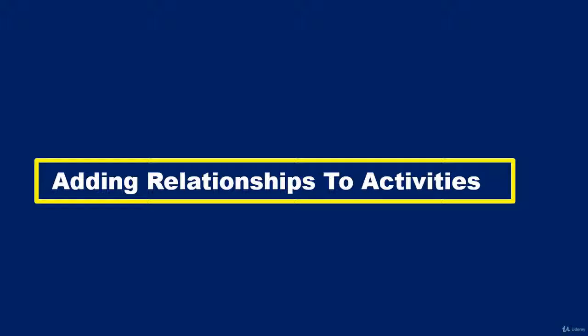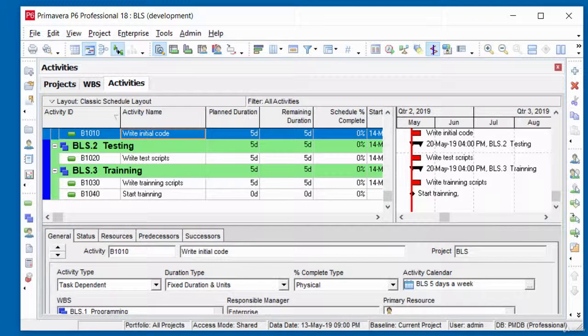I'll be showing you how to add relationships to the activities. So open up your project and make sure you've got the activities tab selected. And in this area here, this details form area, we are going to add a relationship tab.